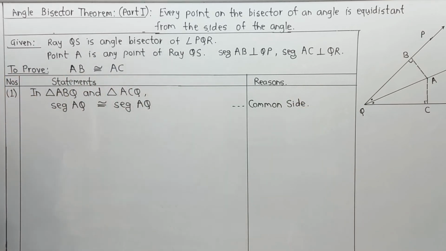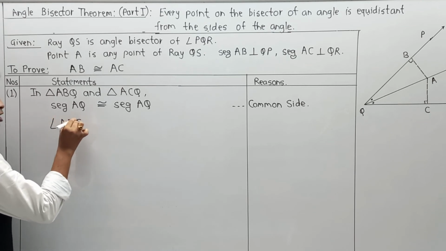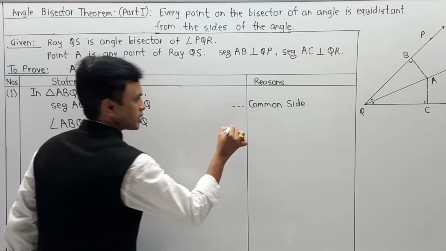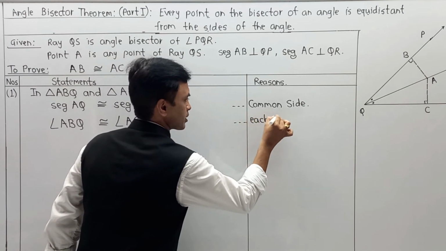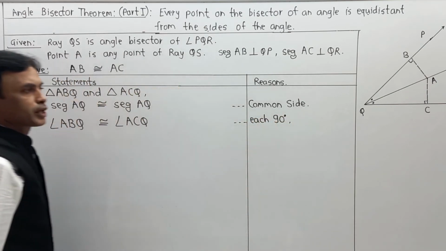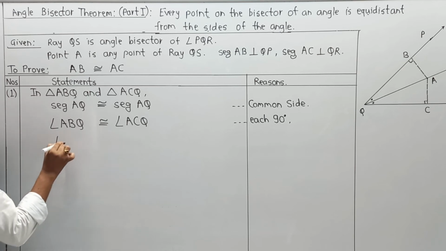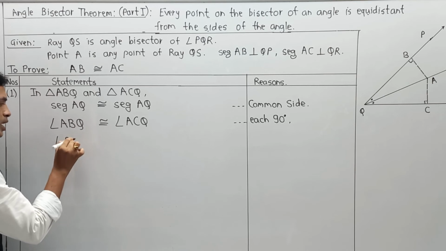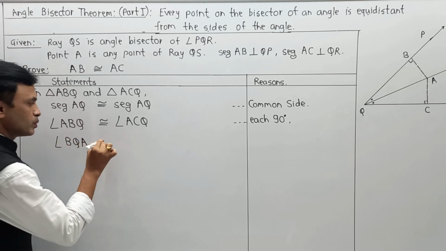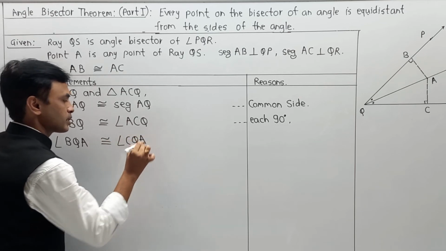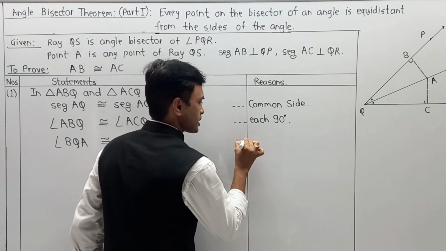Next, angle ABQ is congruent to angle ACQ. Reason, each 90 degrees, as we have mentioned it as a perpendicular. Next, our third angle, that is angle AQB, or you can say angle BQA, is congruent to angle CQA. And the reason, QS is angle bisector.